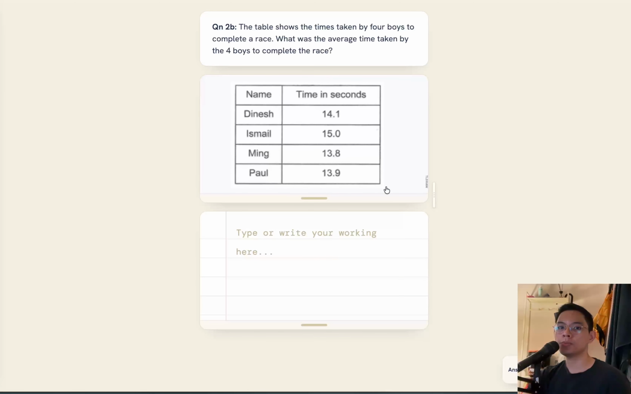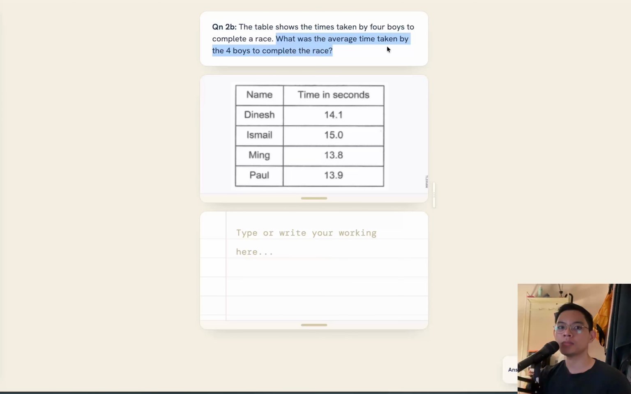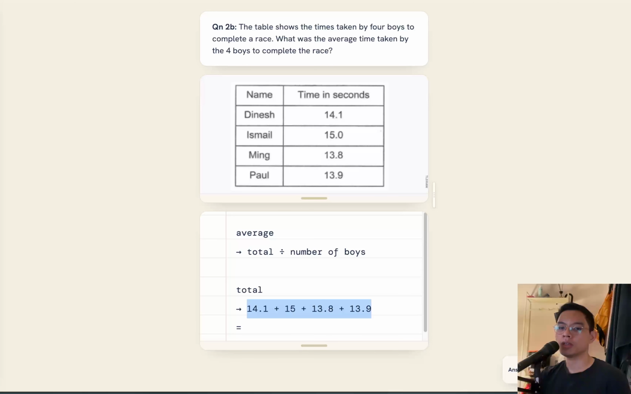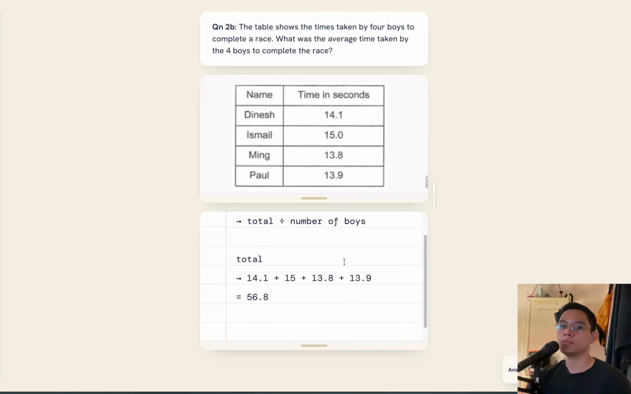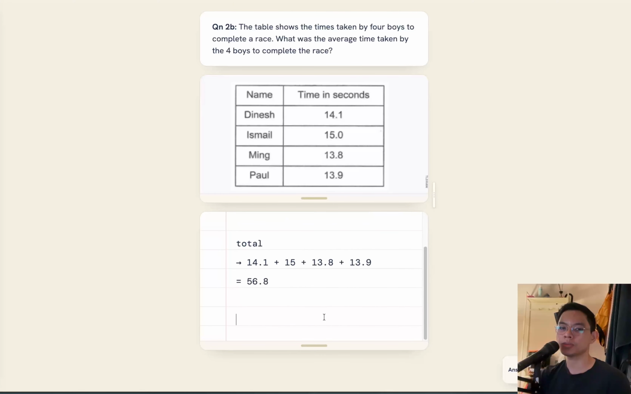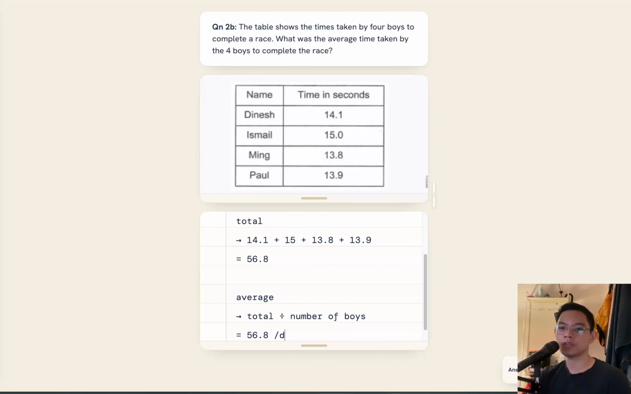Question 2, Part B. What was the average time taken by the 4 boys to complete the race? Average is basically the total divided by the number of boys. The total will be 14.1 plus 15 plus 13.8 plus 13.9, which equals 56.8. The number of boys is 4, so the average is 56.8 divided by 4, which is 14.2 seconds.